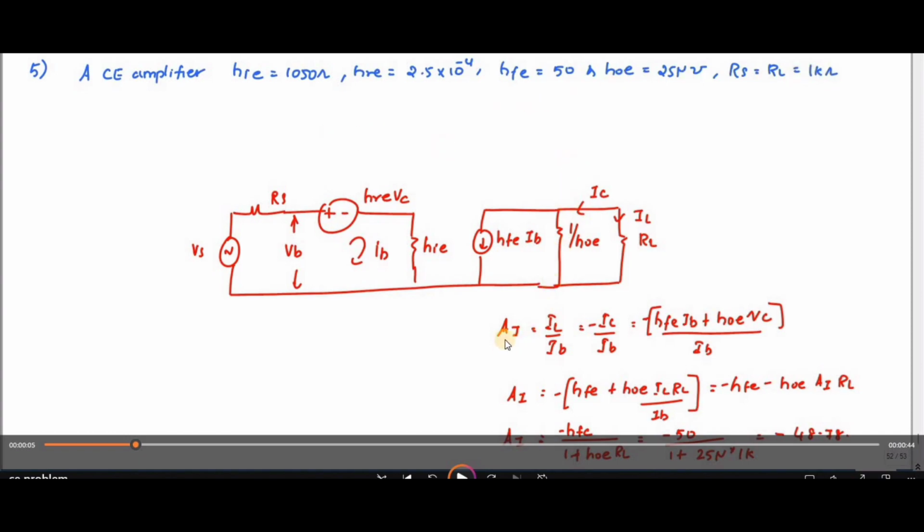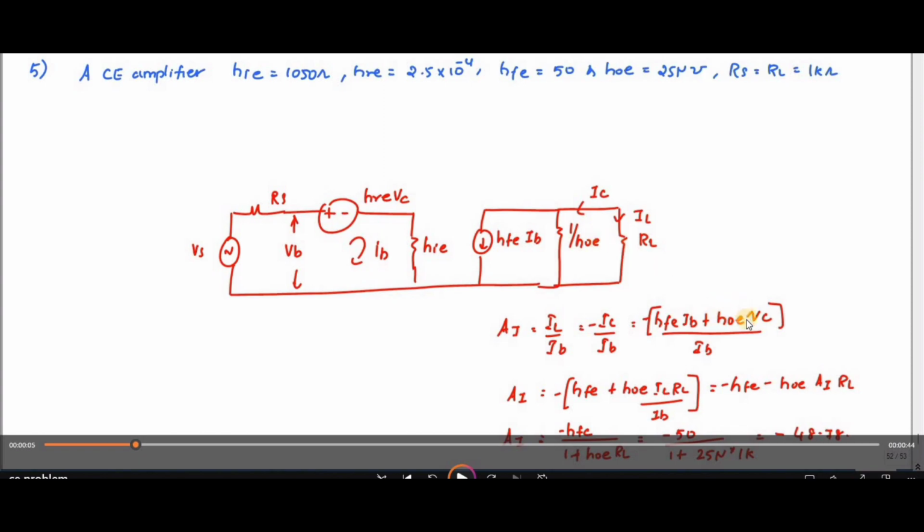Okay, and they are asking what the current gain is. We know that the current gain A is equal to IL divided by IB, output current divided by input current. So IL I can write as IL is equal to minus IC. You can see the direction is opposite. So minus IC divided by IB, where IC, according to Kirchhoff's current law, the incoming current is equal to outgoing current. So IC is equal to hfe IB, this current, plus this admittance.